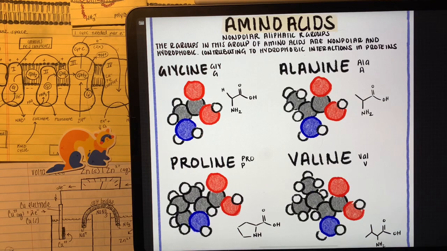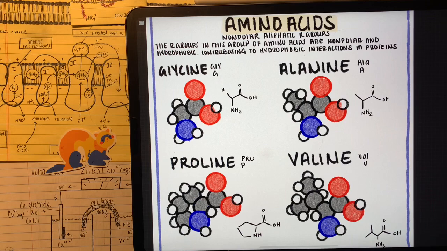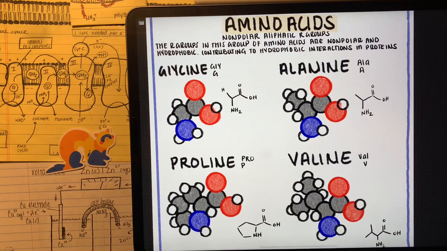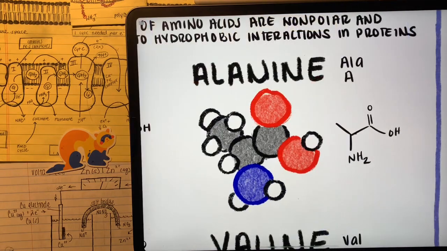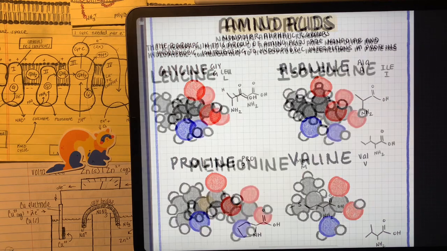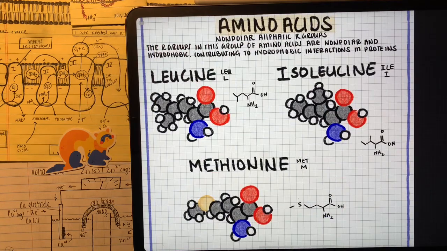There's a total of 7 amino acids in the common 20 that are nonpolar aliphatic, and these are the first 4. Now, one of the interesting things is that glycine is the only non-chiral amino acid, since it's bonded to 2 hydrogens, but it's the simplest R group. As we can see with alanine, it's connected to a methyl group, and then it starts getting a little bit more complex with proline and valine. The last 3 amino acids that we have in this category are leucine, isoleucine, and methionine.